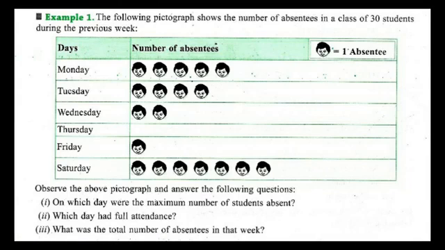Look at the above pictograph. We can find that on Monday, how many absentees are there? One picture represents one absentee. Monday, how many pictures are there? 5. Therefore, Monday, 5 absentees. Tuesday, 4 absentees. Wednesday, 2. Thursday, there is no picture. That is, none is absent. Hence, on Thursday, the class had full attendance. Friday, only one absentee. Saturday, how many pictures are there? Saturday, 7 pictures. Therefore, Saturday, 7 absentees.